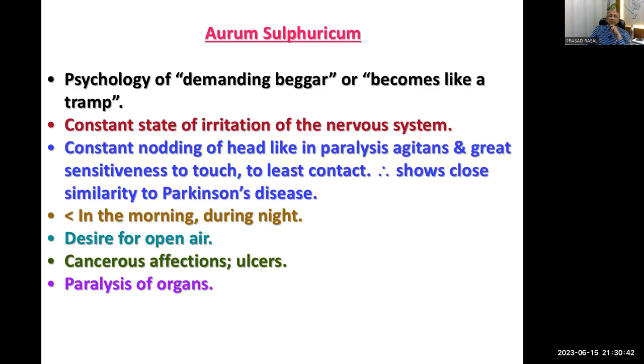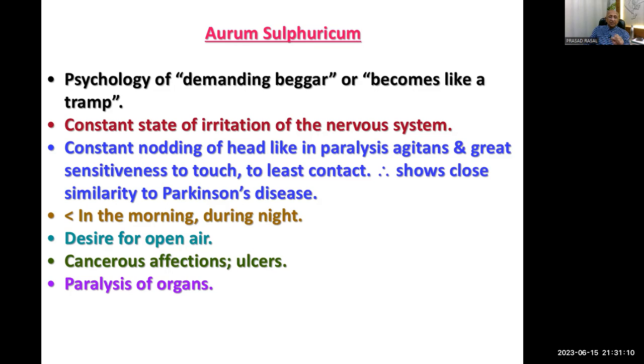Constant nodding of the head, like paralysis agitans. There is a continuous movement like this, with great sensitiveness to touch or to the least contact. It shows close similarity to Parkinson's disease. It looks like continuous movement, like a chorea, or continuous trembling like Parkinson's. Aggravated in the morning, aggravated during the night. They always crave open air.